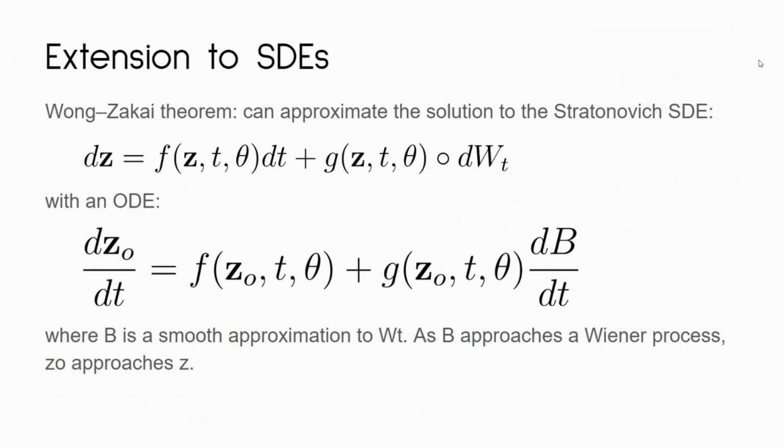Now, we can also extend this method to SDEs. We use the Wong-Zakai theorem, which says that we can approximate the solution to an SDE given by dz equals f dt plus g times the Wiener process. And we can actually approximate this with an ODE, where we now have Z_B, and we have dZ_B/dt is f plus g times dB/dt. Here, B is a smooth approximation to the Wiener process, and as B approaches the Wiener process, Z_B also approaches Z.